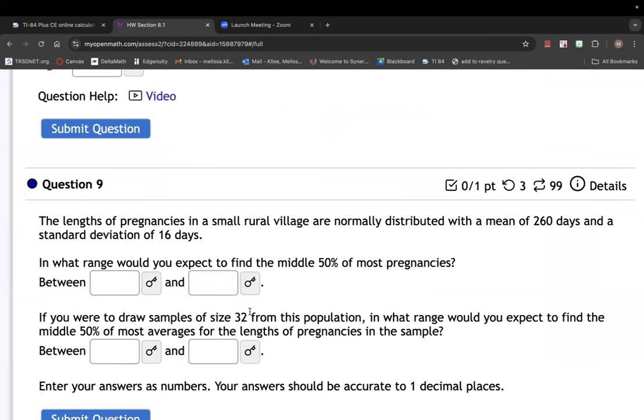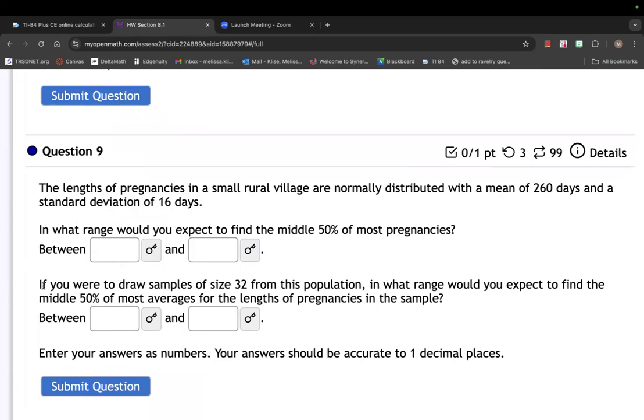This question gives me the length of pregnancies in a small rural village that are normally distributed, with a mean and a standard deviation. The first question does not involve samples. It just wants to know in what range you would expect to find the middle 50% of pregnancies. Jump back to chapter 6. Use your inverse norm for the middle 50% because there's no sample size. If there's no sample size, you are not using a new standard deviation.